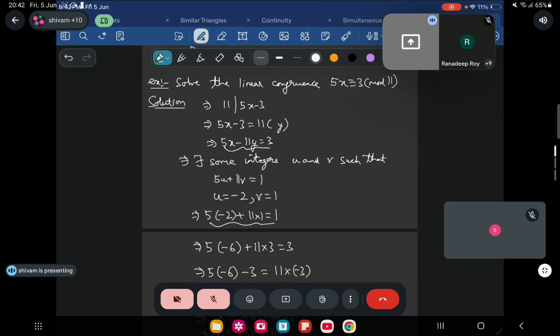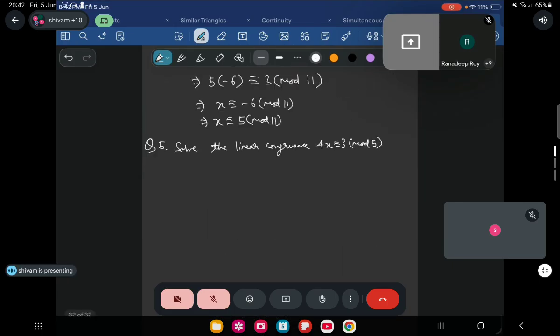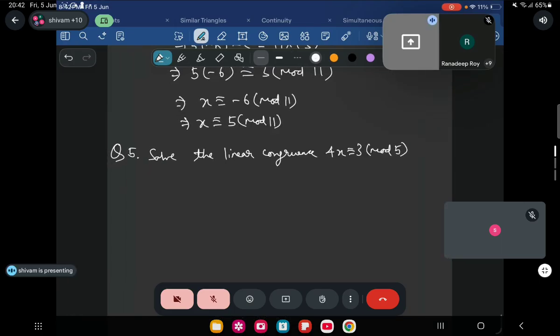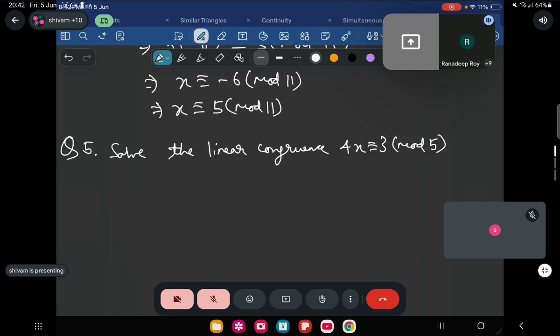Okay, should I start? Tell me. 4x is congruent to 3 mod 5. Let us start. Sir, just 1 second, sir. 1 second is over. Should I tell the answer or should I send you? Send. Quickly send. Others are also solving. Just follow the similar kind of steps.